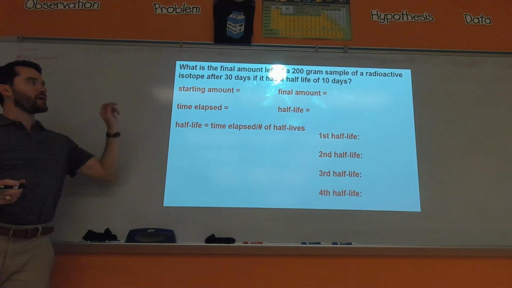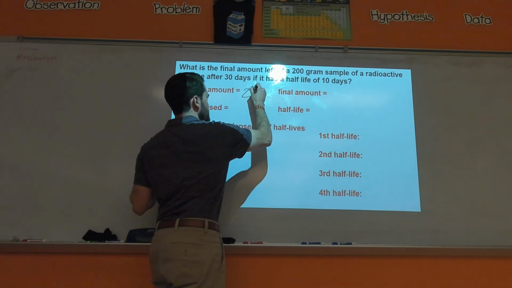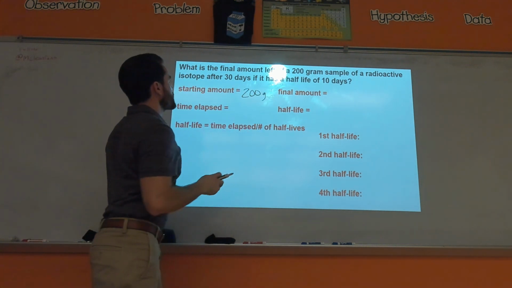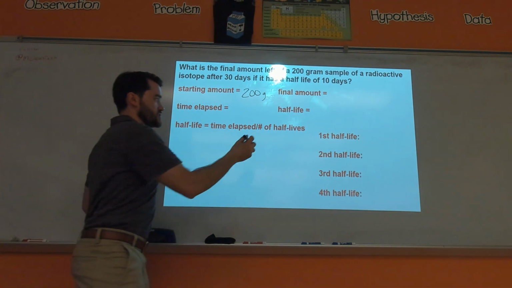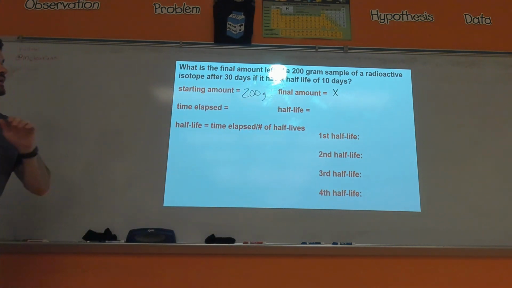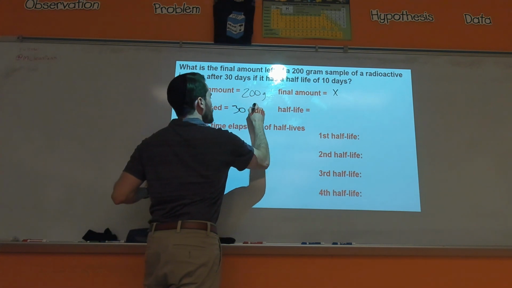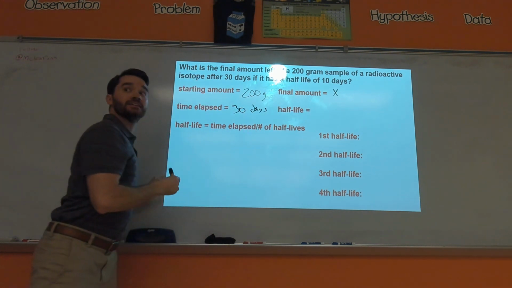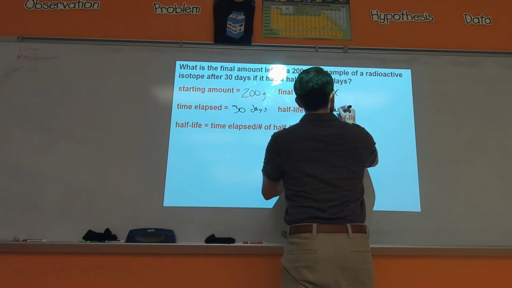What is our starting amount? 200 grams, right? So let's get that down. What is our final amount? We don't know, right? So this is our x, what we're solving for. How much time has gone by? 30 days, okay. What is the time for 1 half-life? 10 days.